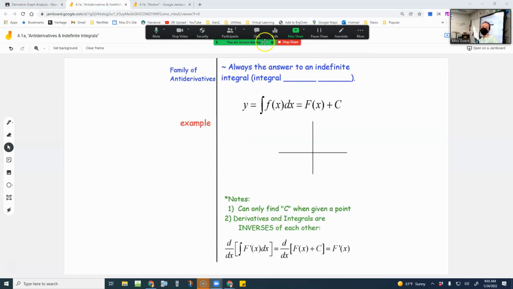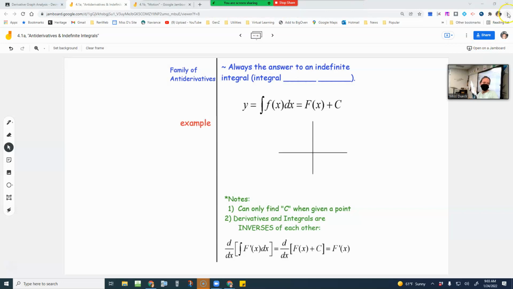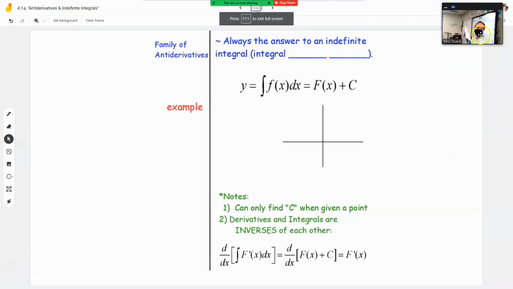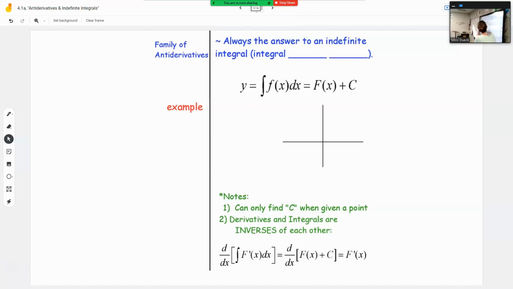But let's get back to our goal for today, which is finishing up 4.1a. Double check me, you're in WebAssign. Is that deadline 11:59 tonight? Okay, let's go ahead and finish this up then.